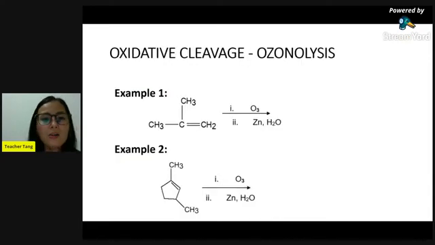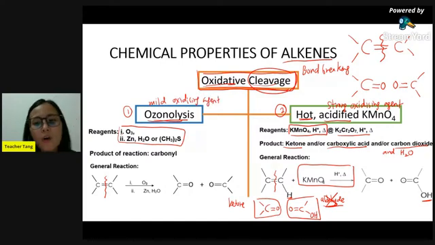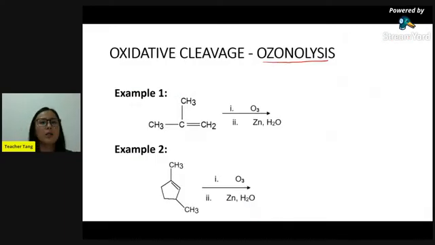So now shall we look at an example? Oxidative cleavage using ozone, ozonolysis. Ozone is just a very mild oxidizing agent, not too strong. That's why you can get aldehyde. But with a strong oxidizing agent, you can't get aldehyde. We will see more examples. So we look at ozonolysis first.